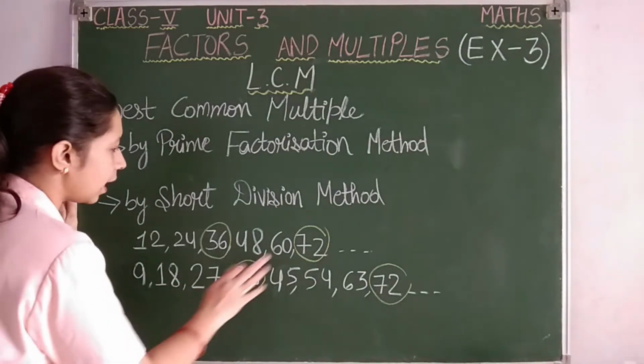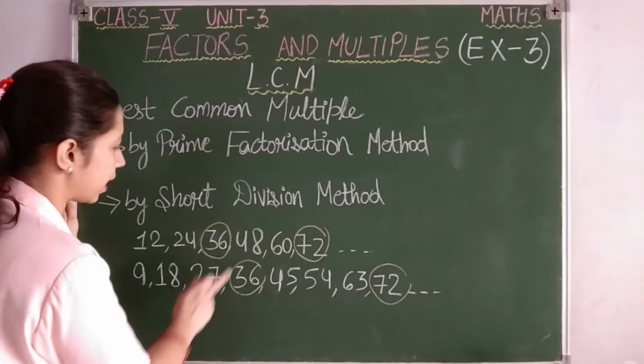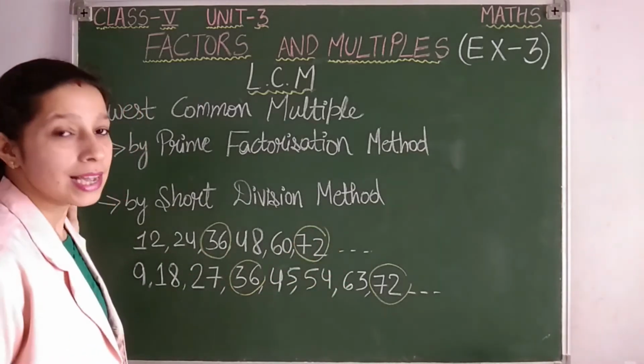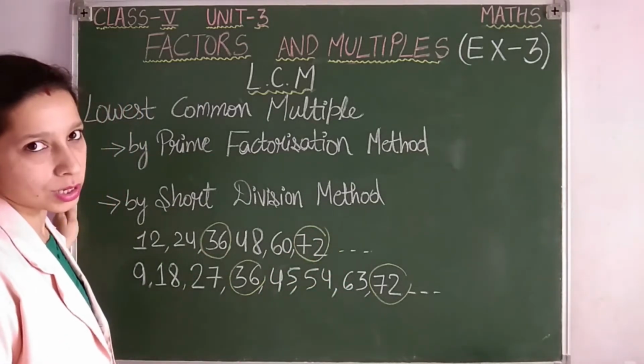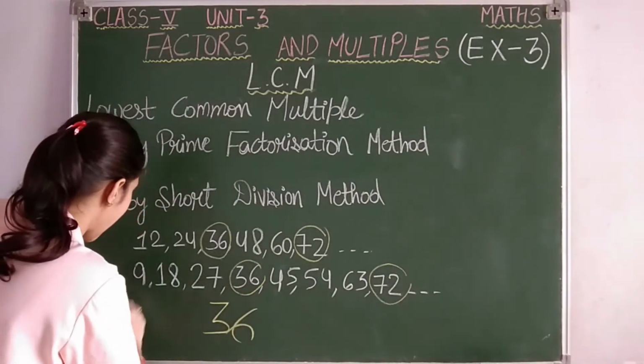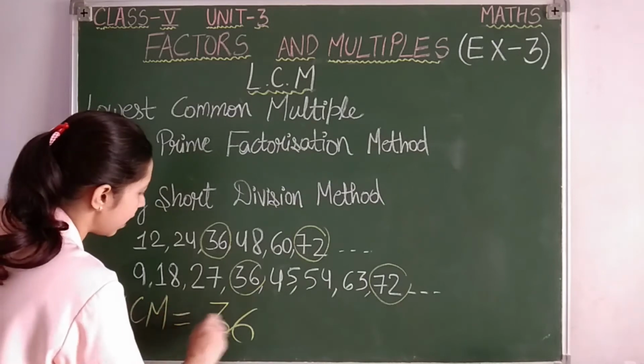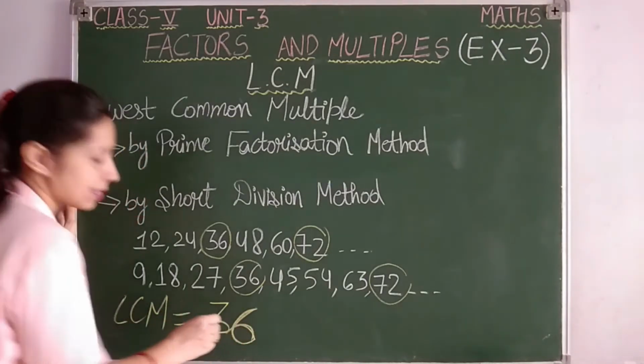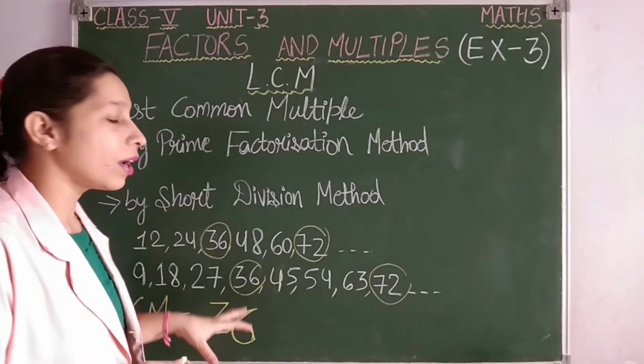For now you can see I am having two common multiples for 12 and 9. One is 36 and another one is 72, which is the smallest common multiple? It is 36. So I can say that LCM of 12 and 9 is 36. Clear? But we are not going to use this method.